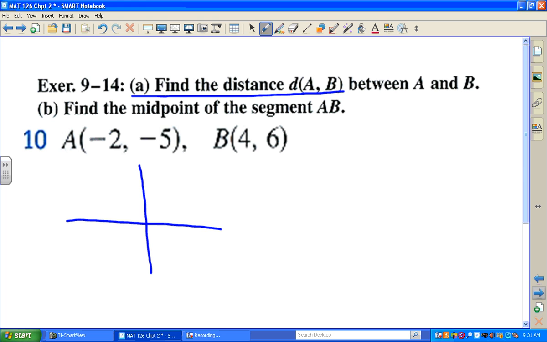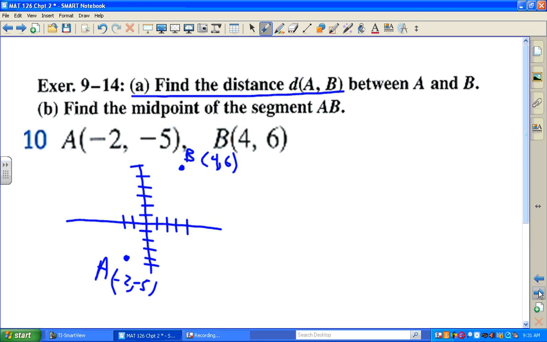A is negative 2, negative 5. There's A. Negative 2, negative 5. And then B is 4, 6. Now, sometimes I do use the distance formula, but in this case, I probably won't. See, I'm a little different in that when I see this problem, I instantly think it's a right triangle. So how far is it from A to B on this leg? How far is it from negative 2 to 4?